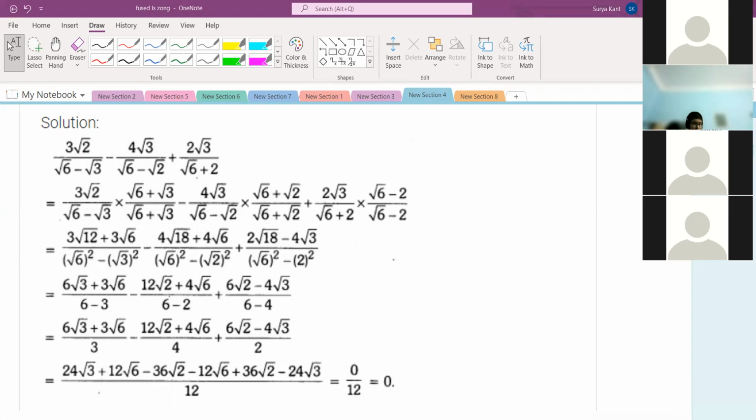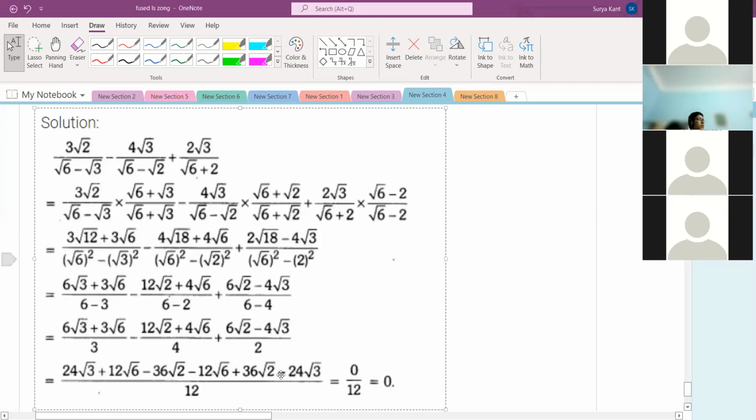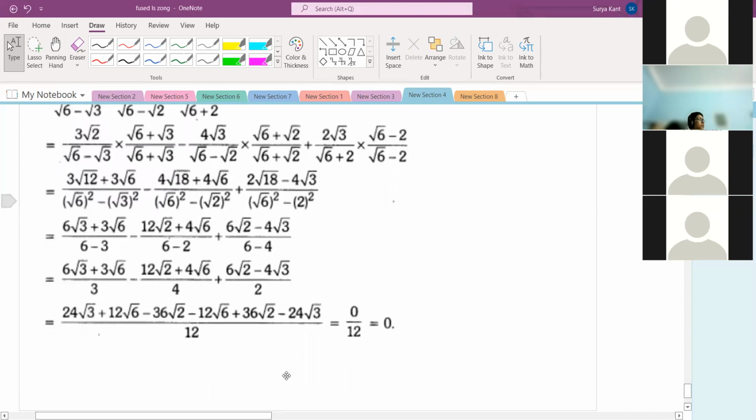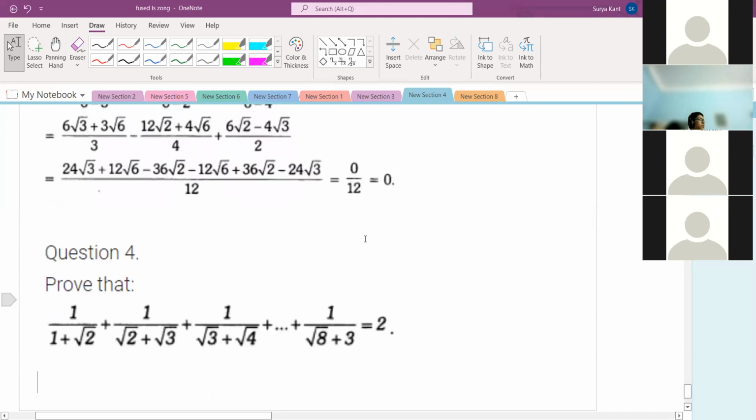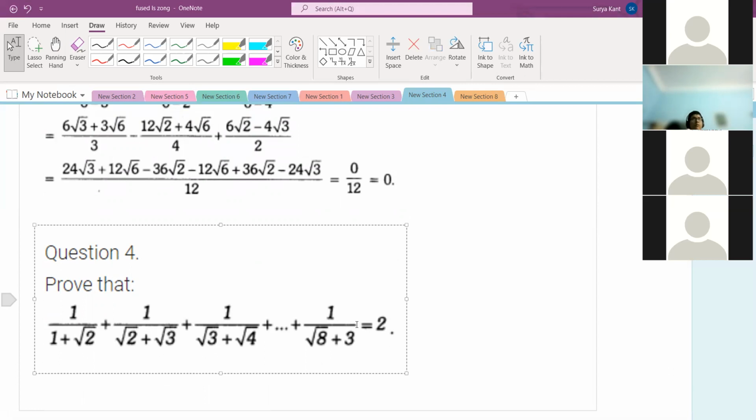Next question on the screen is prove that. Question number 4. Can you do it or not? Just check. Everything should cancel and the answer should come only 2.